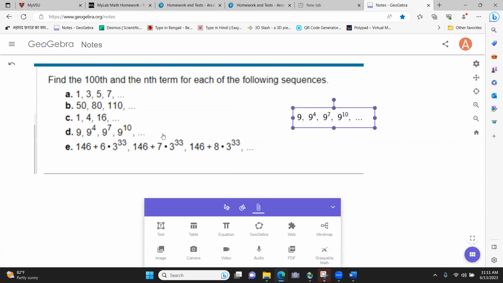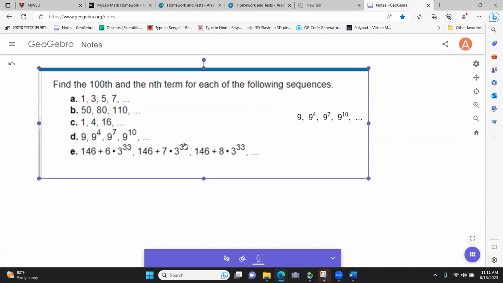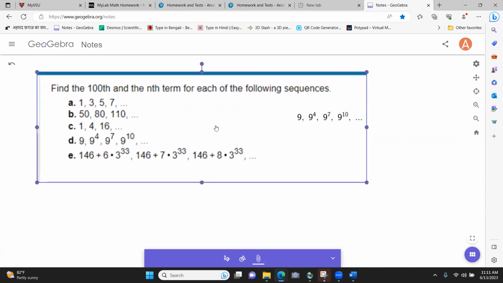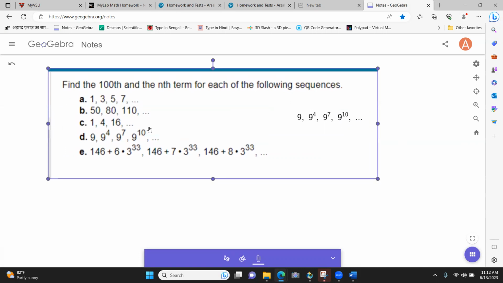Now I'm going to get rid of the question if you don't mind, so I need the room on my screen. My laptop screen is not the largest. But remember, they want you to find the 100th term and the nth term. Some people like to find the nth term first and replace n with 100. Sure, that'll work. I'm going to find the 100th term first.